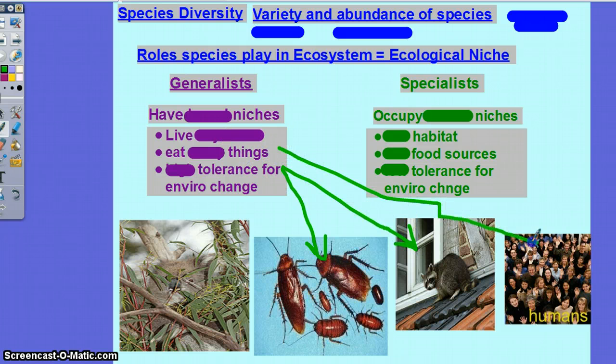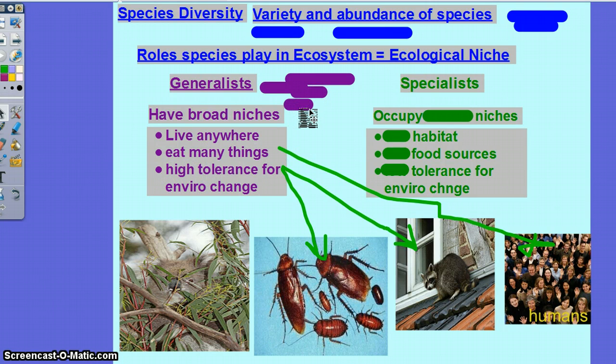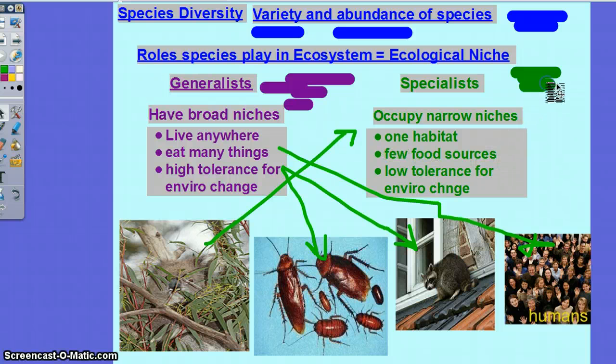Generalists are organisms that have broad niches. That means they can live anywhere, they pretty much eat anything, and they have a high tolerance for environmental change. Specialists, on the other hand, as in this picture right here, occupy narrow niches. If there's a change in their environment, they're going to have a hard time adjusting, and they have few choices of food. And this is a picture of a koala. Sometimes you have to know specific examples of organisms that fall under these two categories.